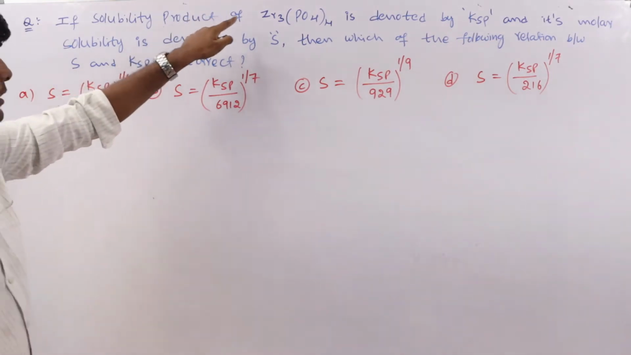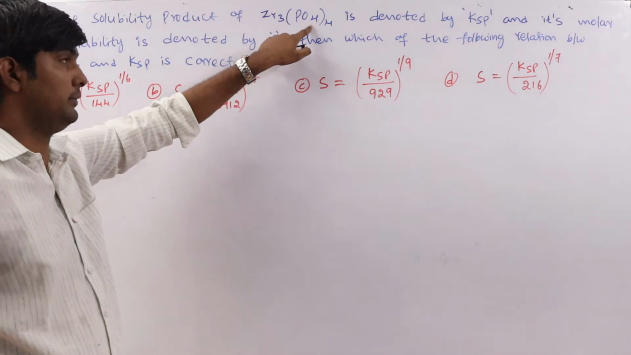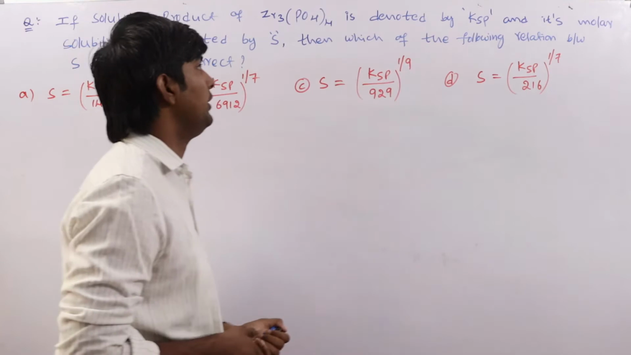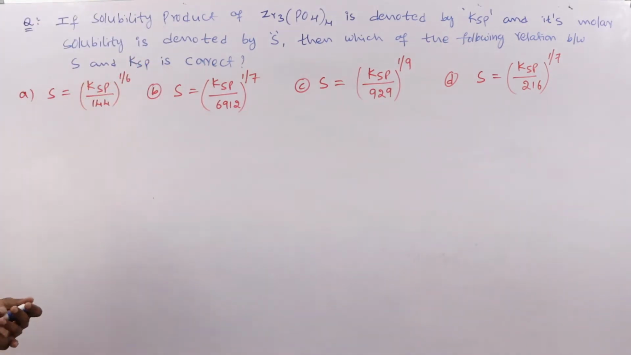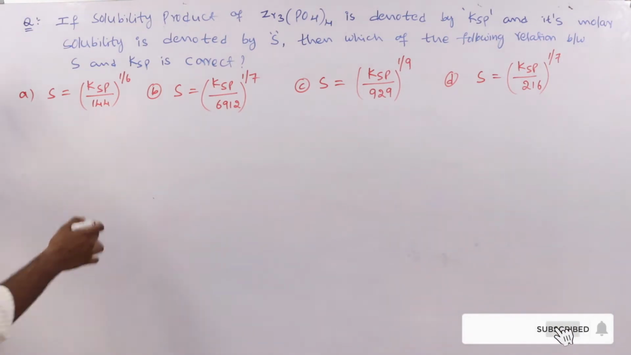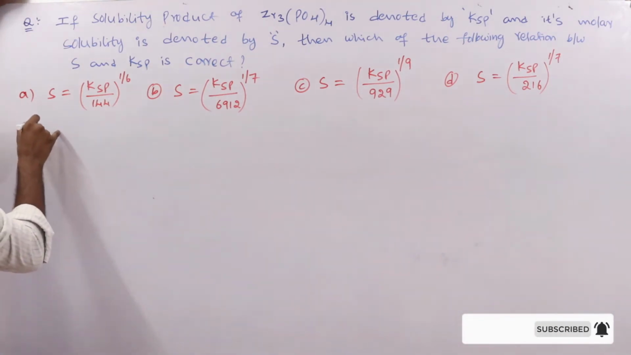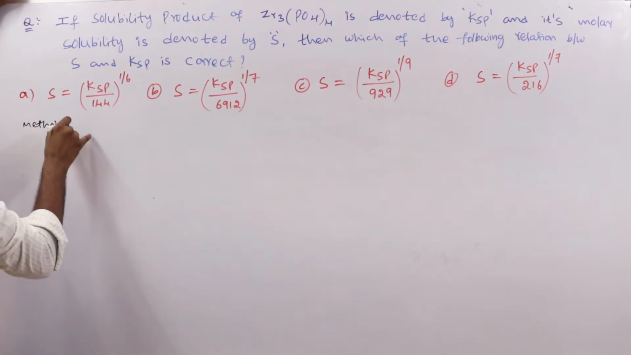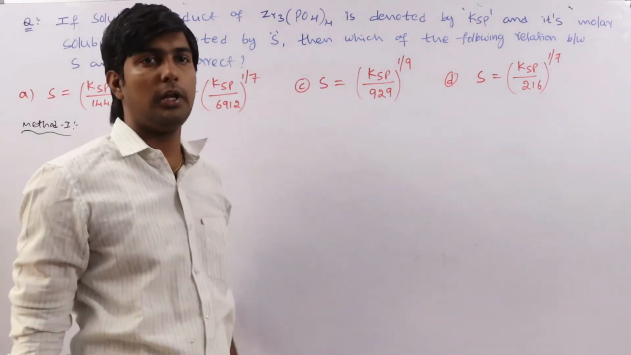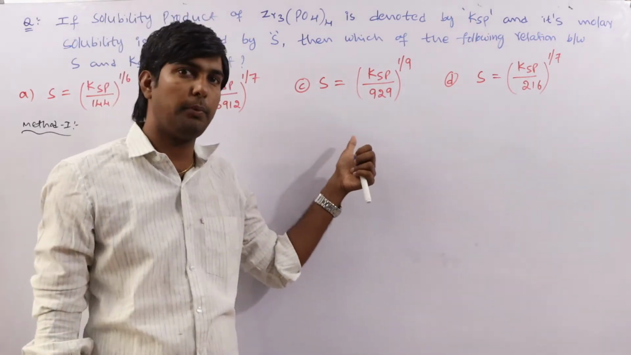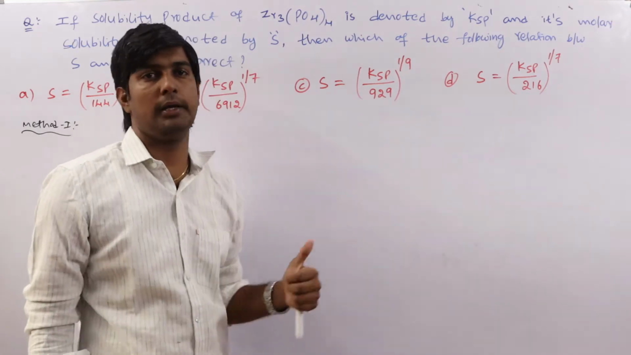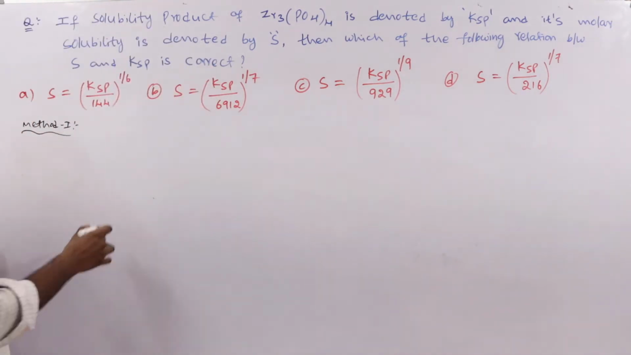For zirconium phosphate, this is the salt, Ksp is the solubility product and S is the solubility. This type of question can be solved in two ways. First, method one. This is one of the most repeated models in many entrance examinations, so this type of question is asked many times. Very, very important.